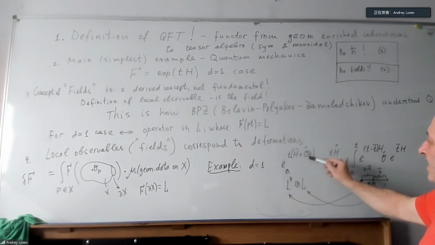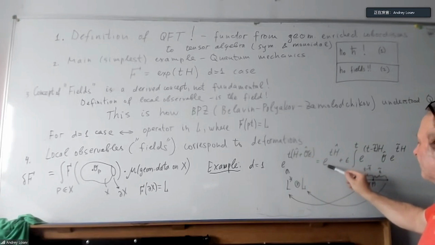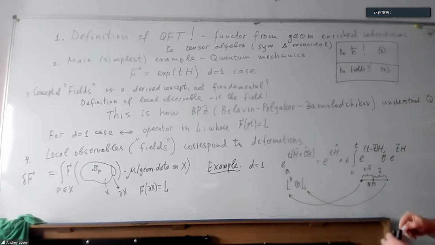Now we expand in epsilon. L is the same here. What happens here? So you see it's a formula. But this formula corresponds exactly to the point P placed on an interval, at a distance t tilde from the beginning.